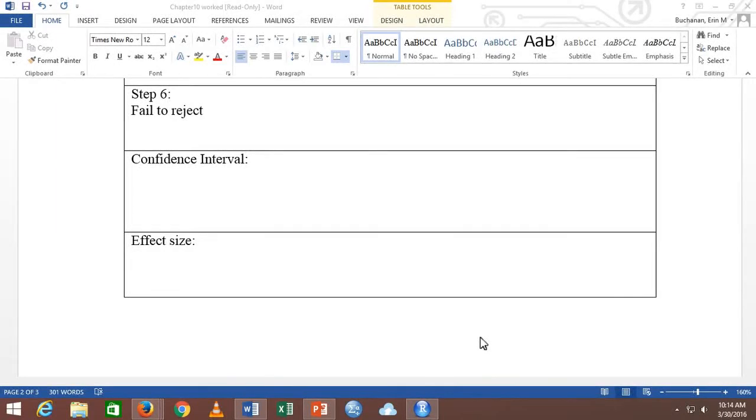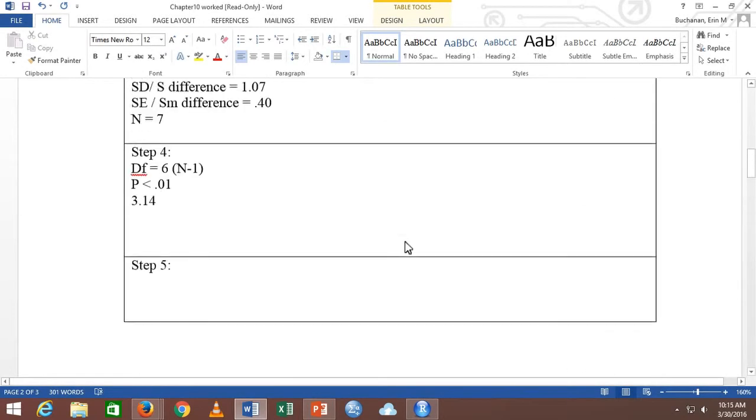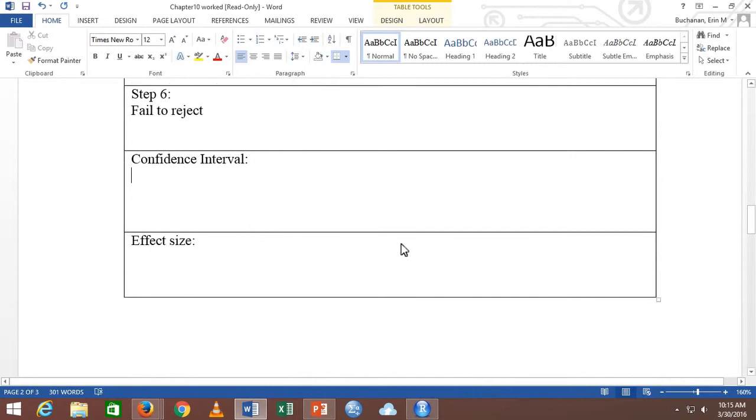Okay, oh, at the end, let me not forget, I have an extra credit thing I want to talk about. So we finished an example of a paired samples t, or dependent t-test, and we worked the whole thing, and we were on confidence intervals. Confidence intervals, effect size, and then we'll do another example.